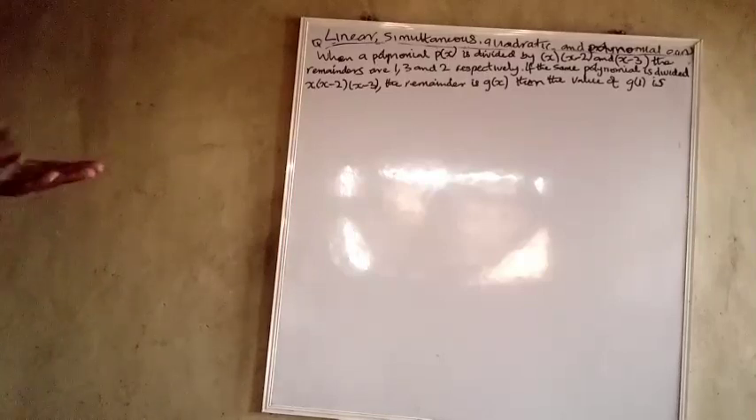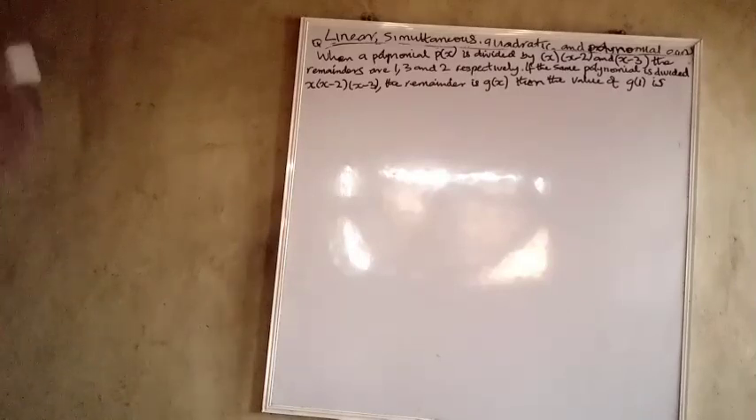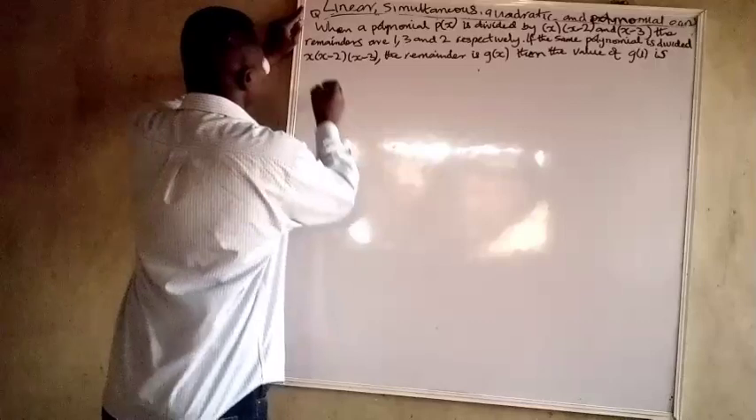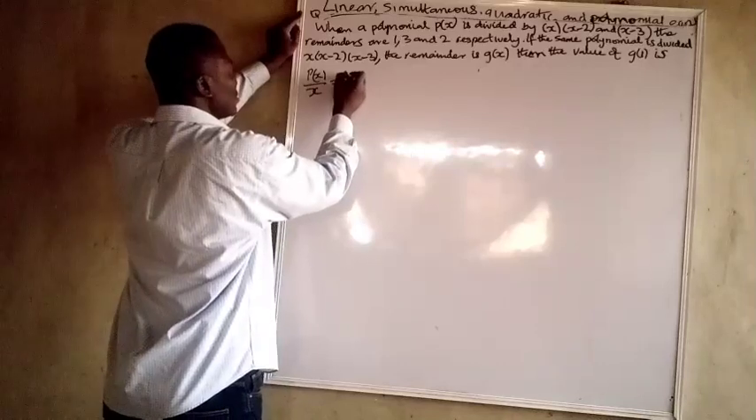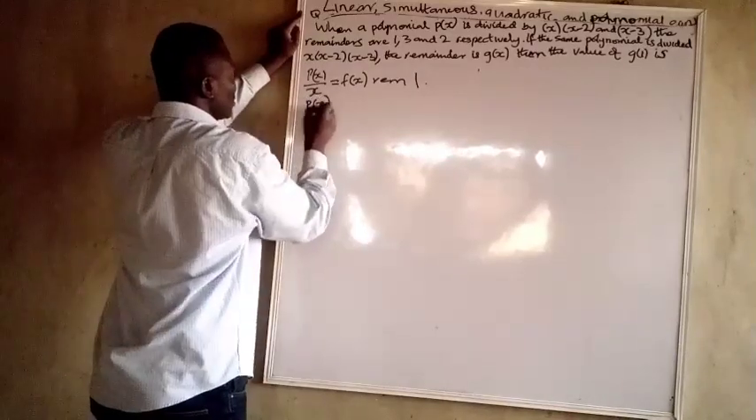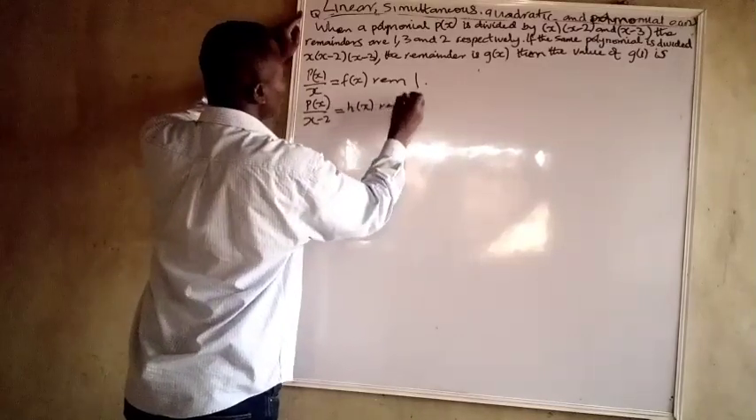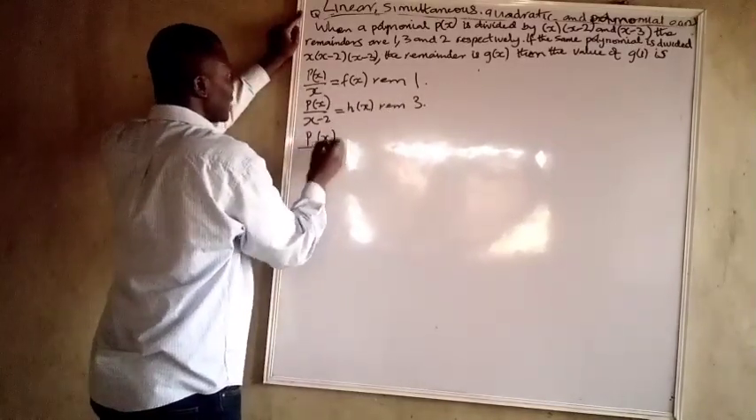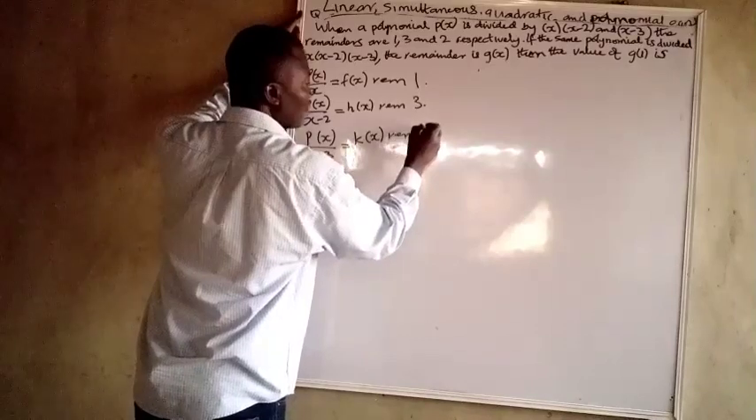When a polynomial p(x) is divided by x, x - 2 and x - 3, the remainders are 1, 3 and 2 respectively. If the same polynomial is divided by x times (x - 2) times (x - 3), the remainder is g(x). Then the value of g(1) is, so we have to first start. We have p(x) over x is equal to, let's say, f(x) remainder 1. p(x) over x - 2 is equal to h(x) remainder 3. p(x) divided by x - 3 is equal to k(x) remainder 2.